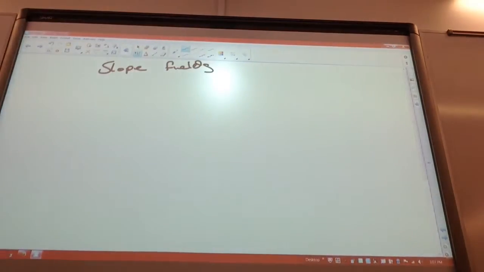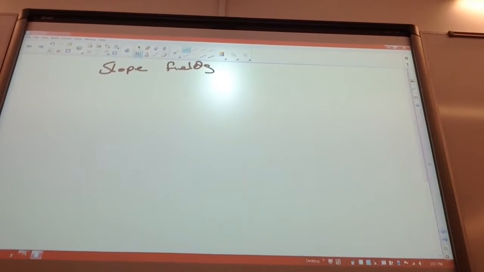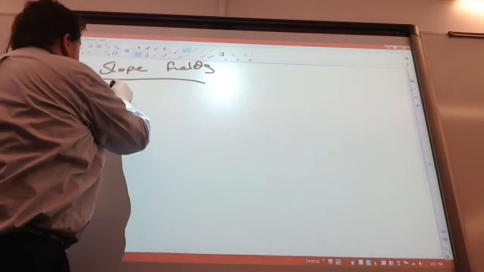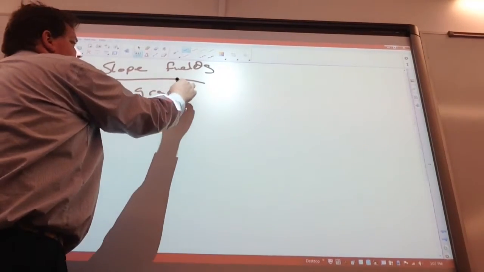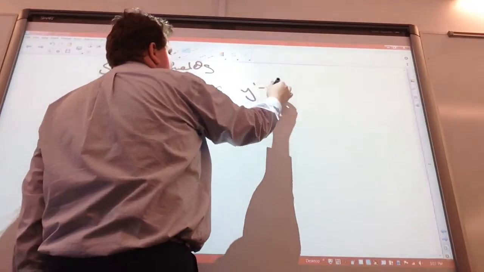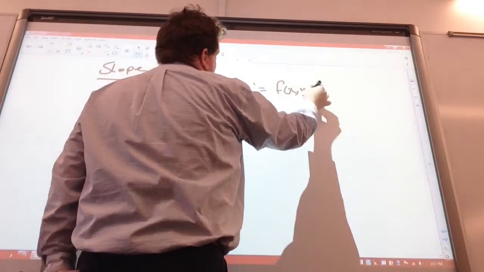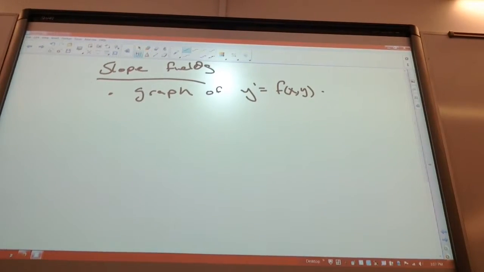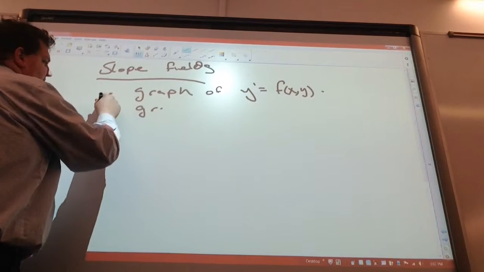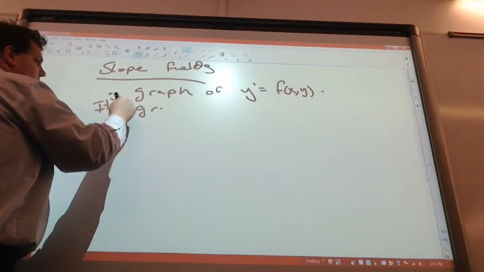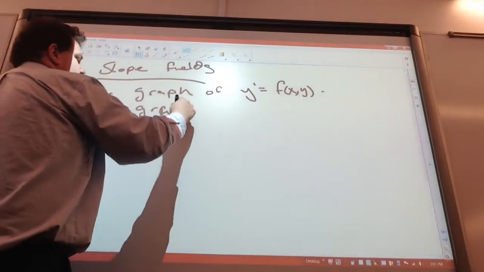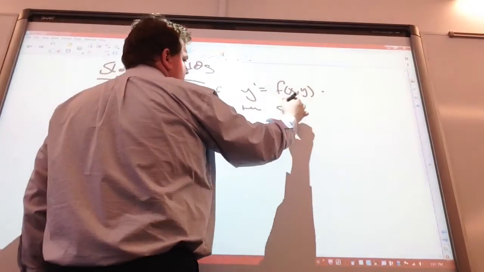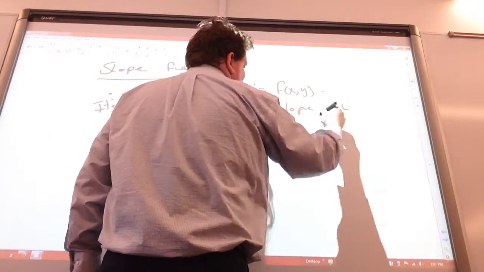Okay. The next type of graph you'll see with differential equations is something called a slope field. Okay. A slope field is a graph of y prime equals f of x, y, okay? What you're doing here is you're actually graphing what the slope does at any specific point on the xy plane, okay? It's a graph of the slope at any particular point.